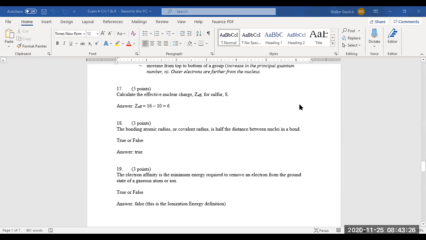Number 17, calculate the effective nuclear charge for sulfur. The answer was 6. So the atomic number of sulfur is 16. There's 10 core electrons, so you just subtract that. You were not asked to do this using any Slater's rules or anything like that. If you did do it using Slater's rules and you did it correctly, then you got some partial credit. If you used Slater's rules and did it incorrectly, then you didn't get any credit.